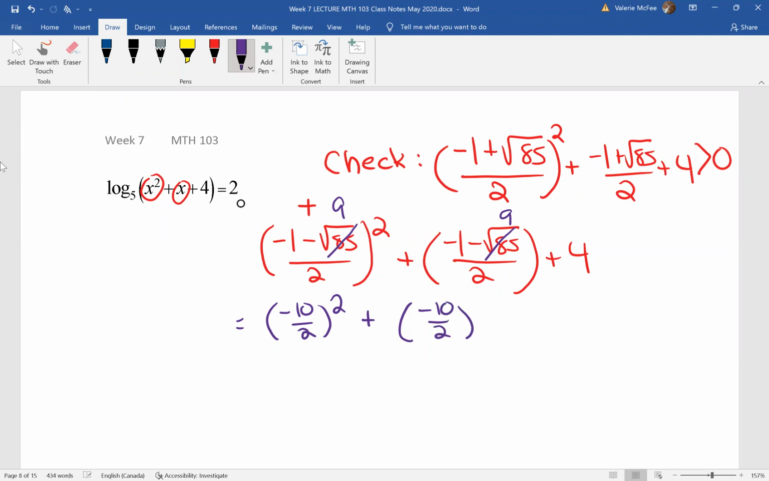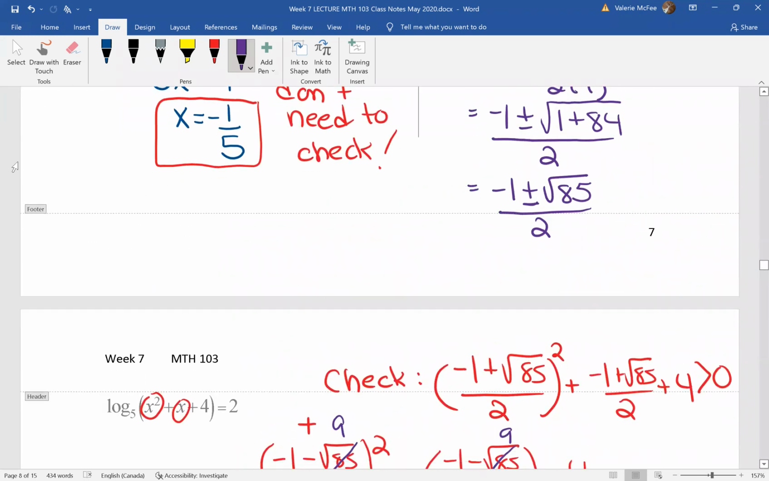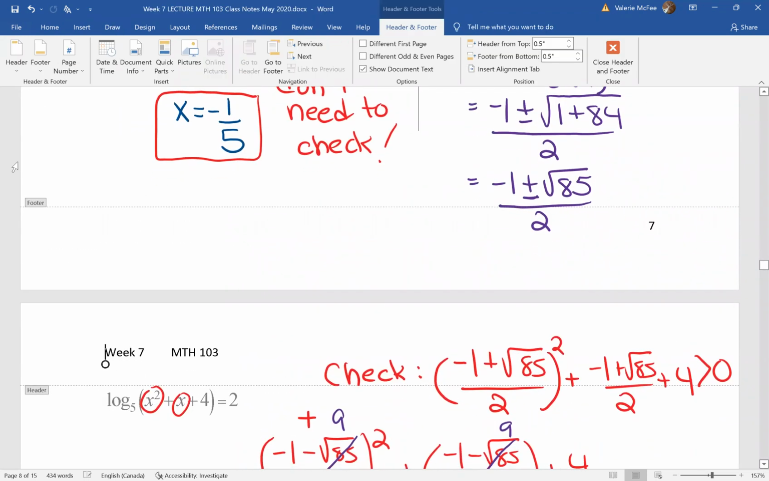-10 over 2 plus 4. This gives us 100 over 4 minus 10 over 2. Minus 10 over 2, I could say that that's 20 over 4 plus 4. I can see that this is greater than 0. So my solution for this question is -1 plus or minus the root of 85 all over 2.